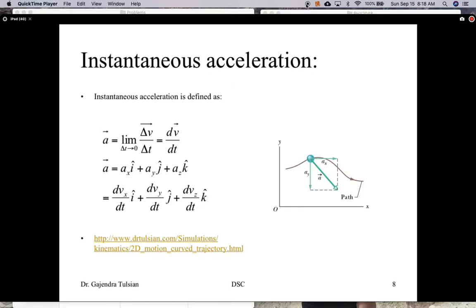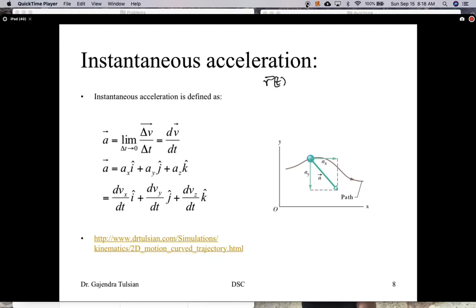Again, as in the previous case, we are interested in instantaneous acceleration. Instantaneous acceleration is average acceleration in the limit delta t going to 0. So that's dv by dt. So ax is dvx by dt, ay is dvy by dt, az is dvz by dt. Okay. So again, you have acceleration when your velocity changes. So let me do an example.